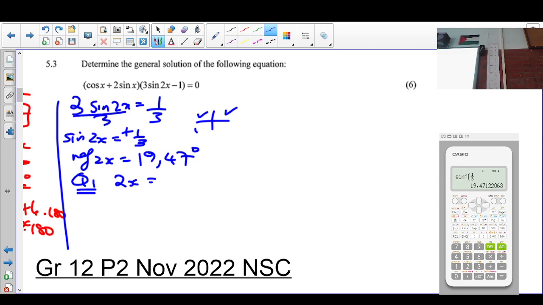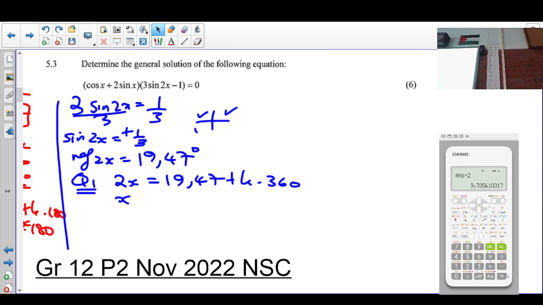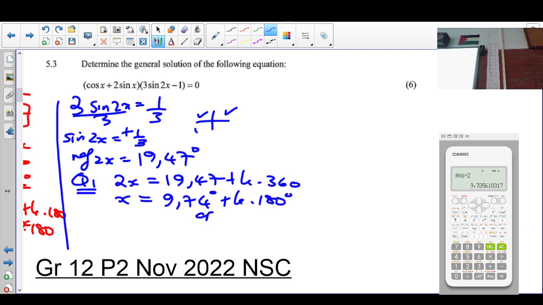The angle, the difference is 2x is equal to 19,47 plus k times 360. So I divide by 2, gives me 9,74, 9,74 plus k times 180.